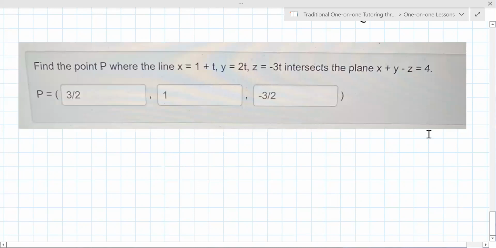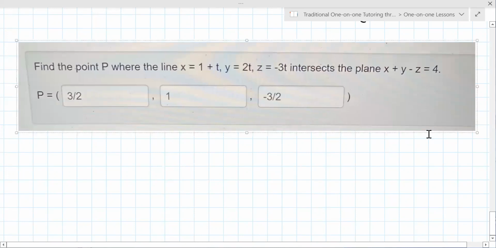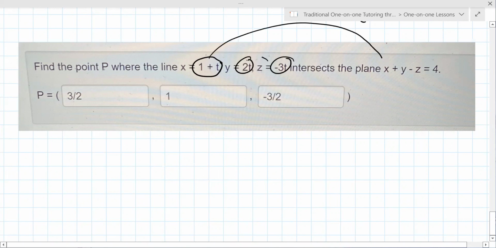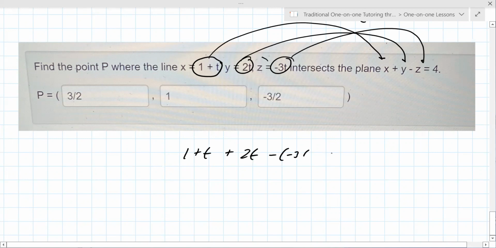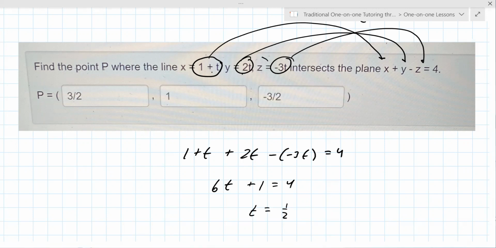Okay, all right. This one is really similar. They give you the parametric form already, so you don't have to come up with it. So you just put those in for each of the variables, and then you solve for t. So we get 1 plus t plus 2t minus 3t equals 4. And so 3t, 5t, 6t, 6t plus 1 equals 4. So t ends up equaling 1/2. And then you put that back in for each. And now that you've seen it, it's, oh, I can do that. No big deal.